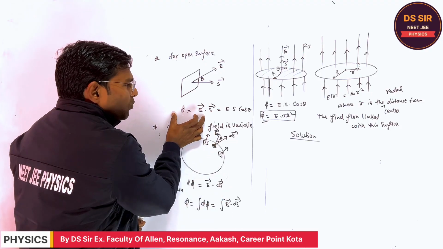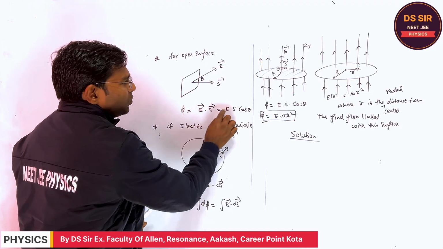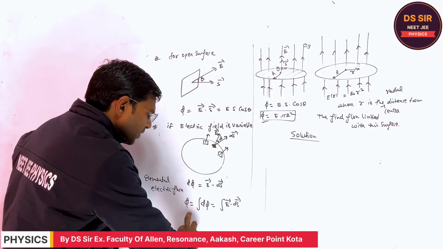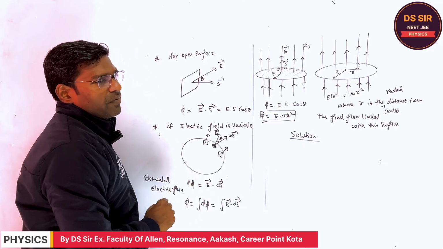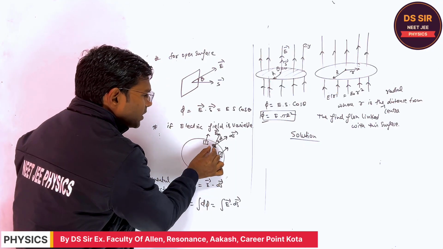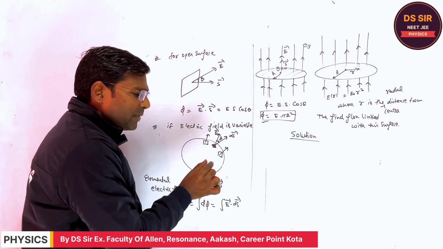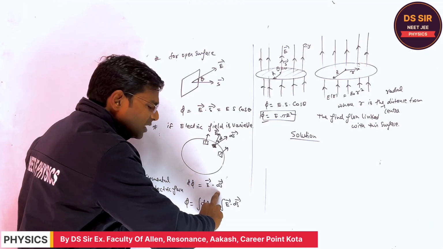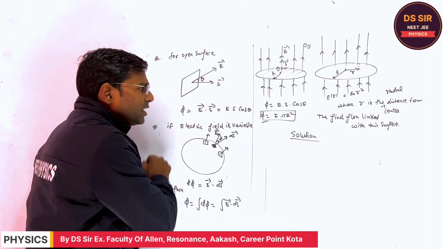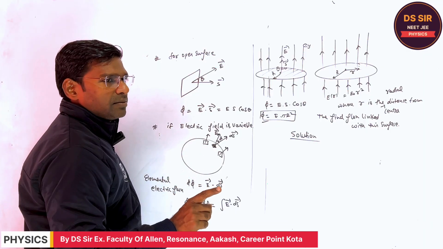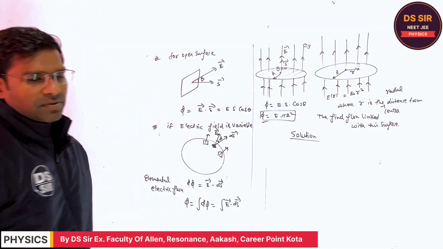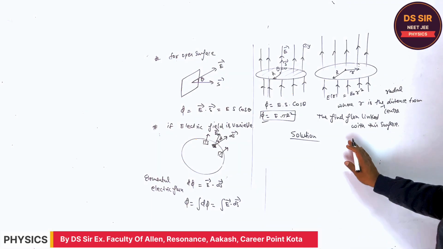Yes. So for the constant electric field, you will use directly this formula. But for variable electric field, you have to choose first an elemental area, then write the elemental flux, and then use integration. Yes. Copy this first. So how to solve this question, you tell?